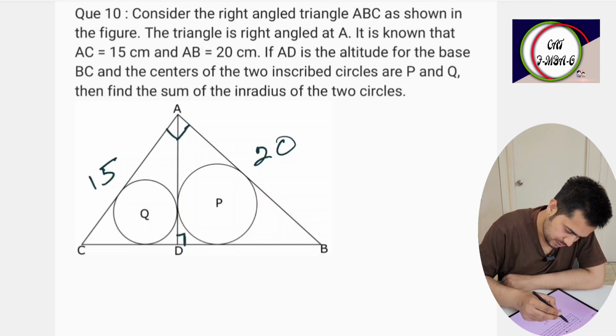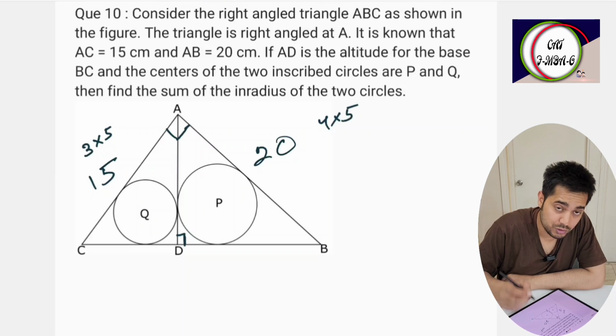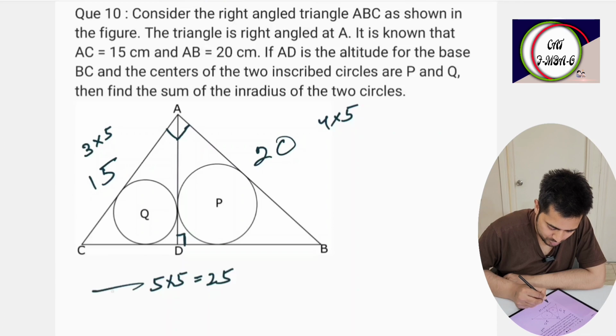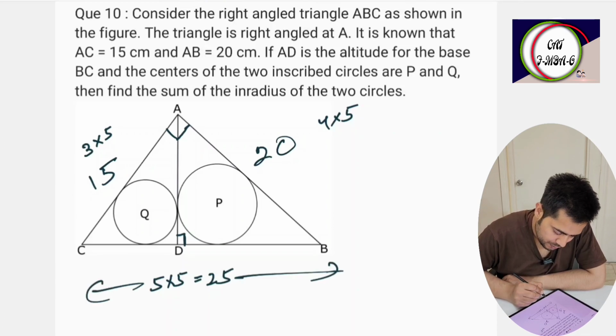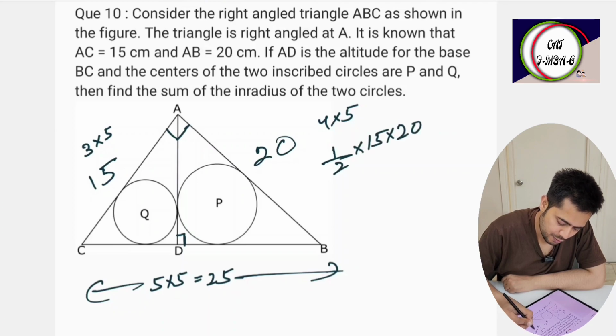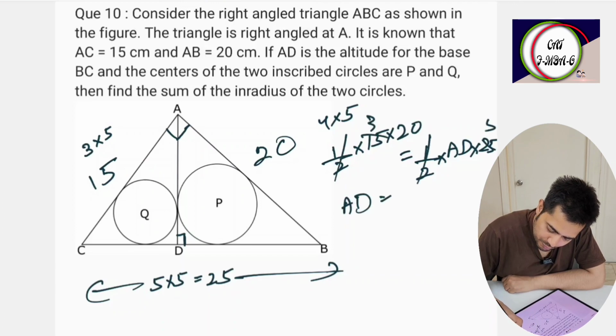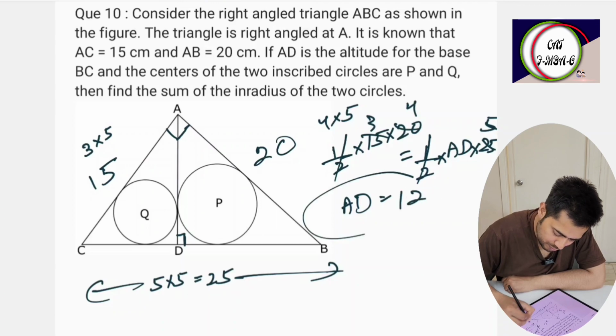See, this can be written as 3 into 5, and this can be written as 4 into 5. So it is a 3, 4, 5 triplet. This can be written as 5 into 5 is equal to 25. So this whole side is 25. Okay, the area of the triangle can be given as half into 15 into 20, half into base into height. The right angle area is equal to half into AD into 25. So AD can be given as: half gets cancelled, 5 3s are 15, 5 5s are 25, 5 4s are 20, so it gives 12. AD is equal to 12.